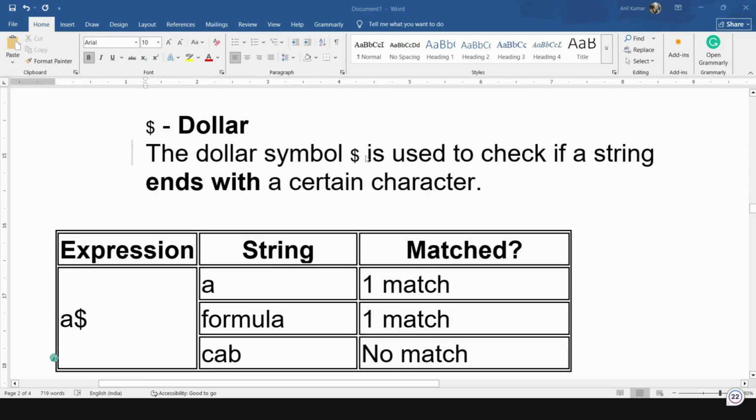Now, the dollar symbol is used to check whether a particular string is ending with a particular character or not. For example, here I'm writing A followed by dollar. So when I'm writing A, because you can see after this we have no more characters, this can be considered as the ending string. So hence a match is found. Now when I'm writing, let's say formula, this entire set of characters ends with A. Hence this is also a match. But here you can see when I'm writing cap, though A is available, it is not available at the end. Hence no match is found for this.